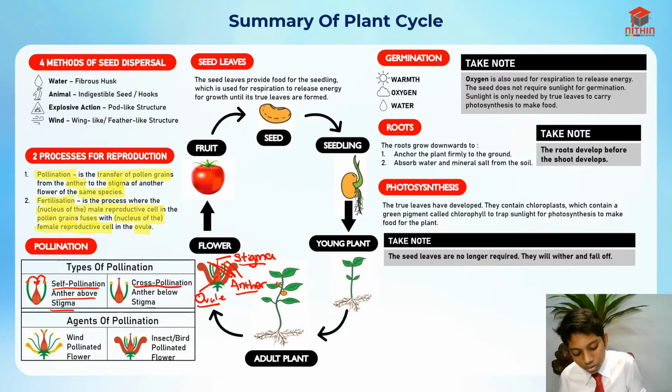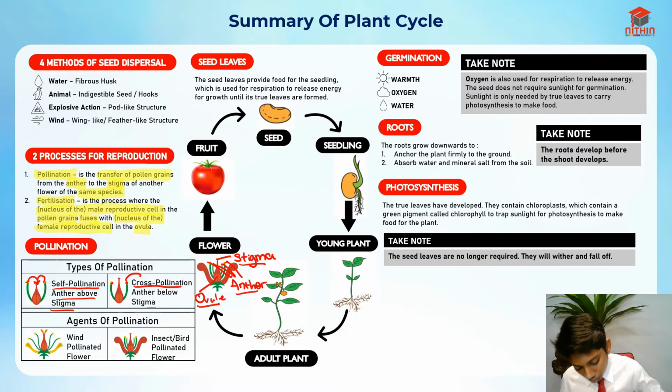Next one, cross-pollination. Here the anther is below the stigma, so the pollen grains cannot go onto the stigma like that, but have to go onto another flower's stigma. That is why it is called cross-pollination. Usually cross-pollination happens with animals, insects, birds, or when the wind comes, and that is cross-pollination as well. So the agents of pollination happen with cross-pollination.